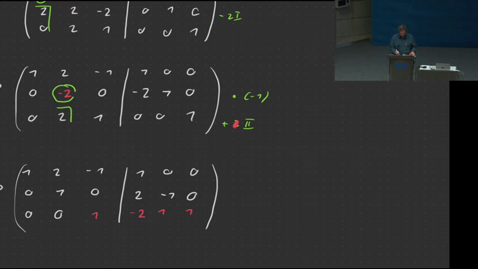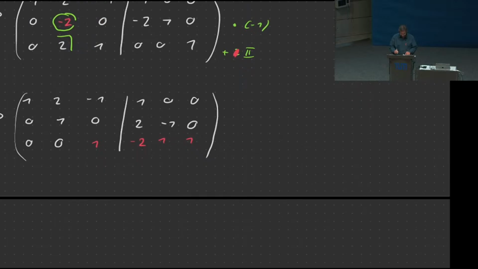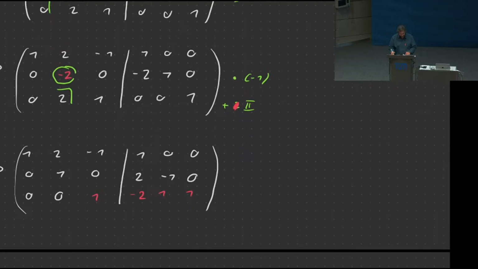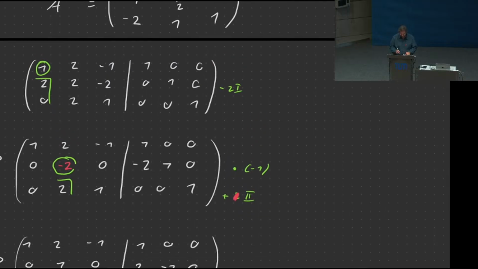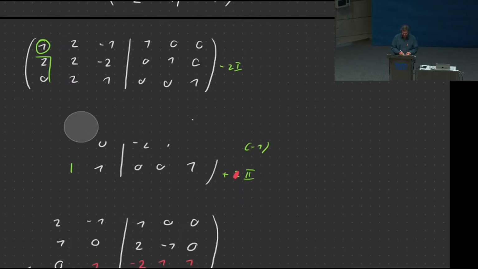So, almost done. Third row is nice, second row is nice. It's just the first row that I still have to manipulate a little. And what I want to do here is, I should start from scratch, right? Let's just start this all over again. I'm sorry about this.